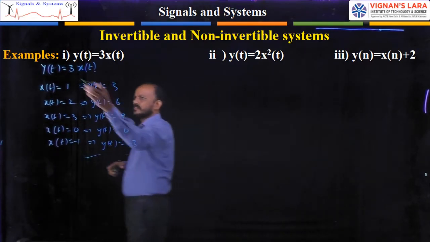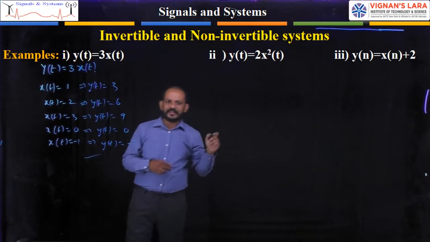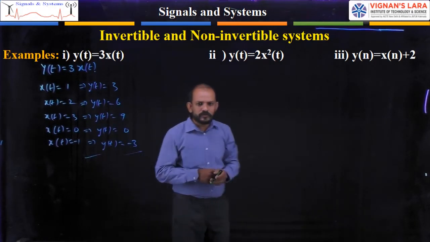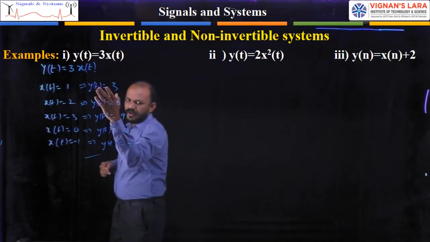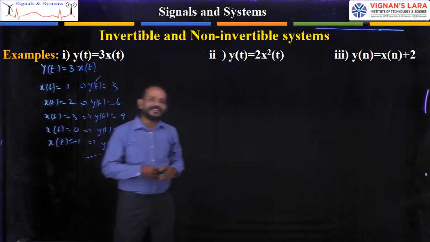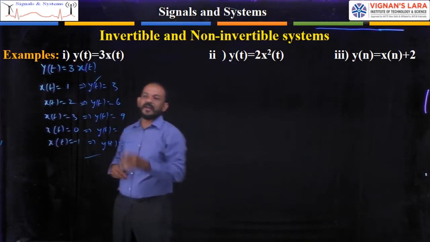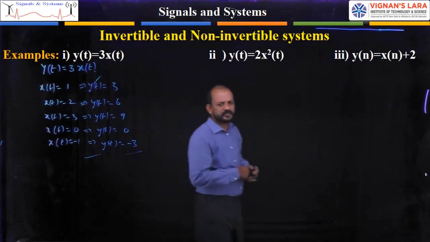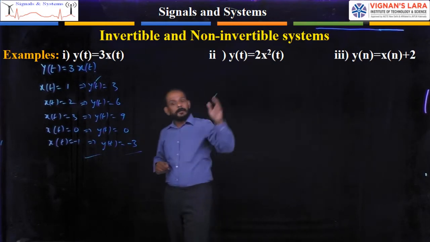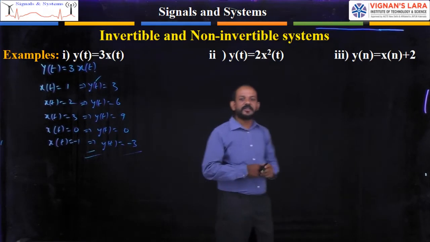If I know the output as 6, then what is the exact input? Bring this side. 6 by 3 is 2. That is, input is 2. So if I know the output, I can get the exact input of the system. Hence, this system is an invertible system. Why? Because by knowing the output, I can get the exact input. That is, the input of the system will appear at the output. So I can say this system is an invertible system.